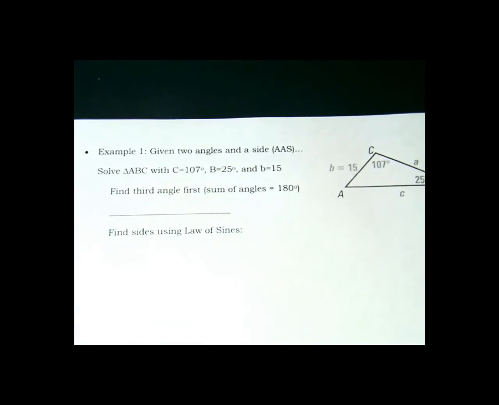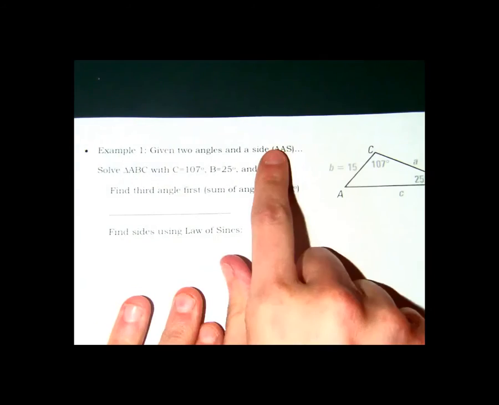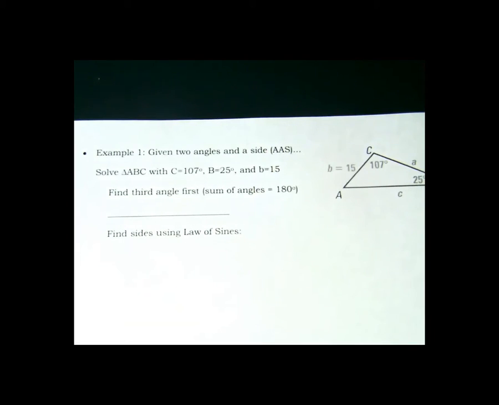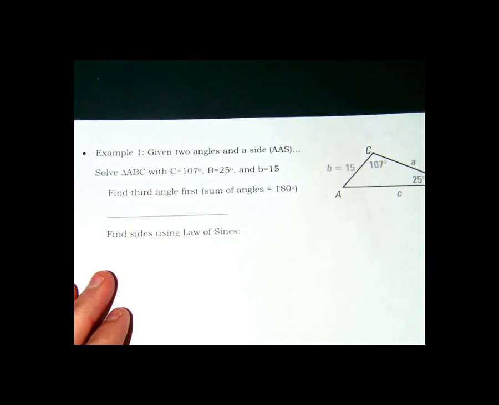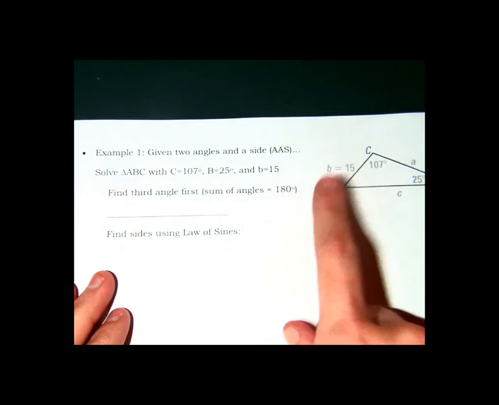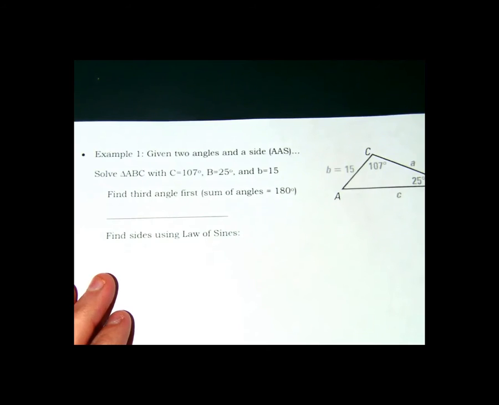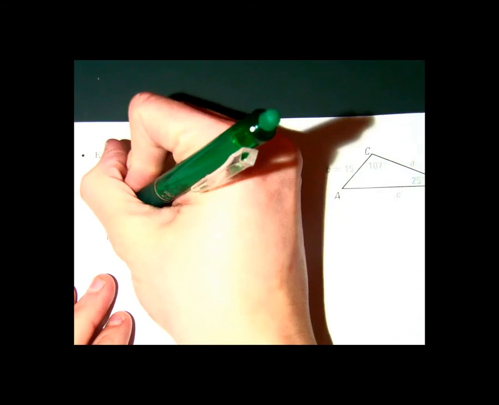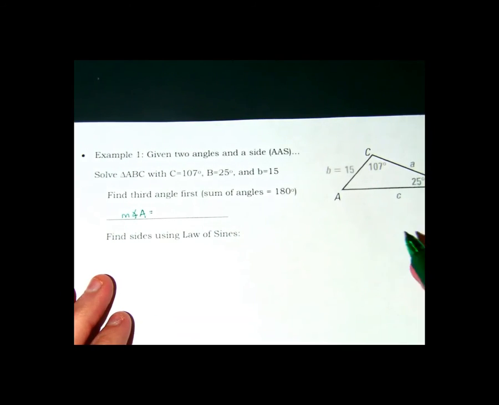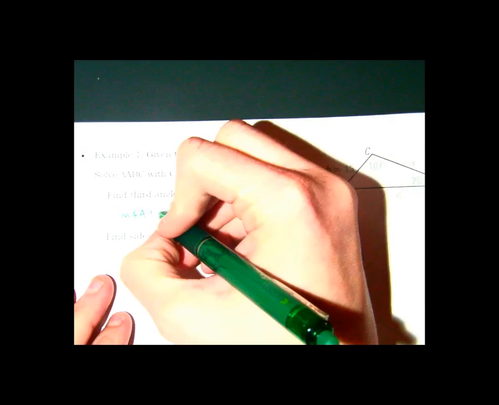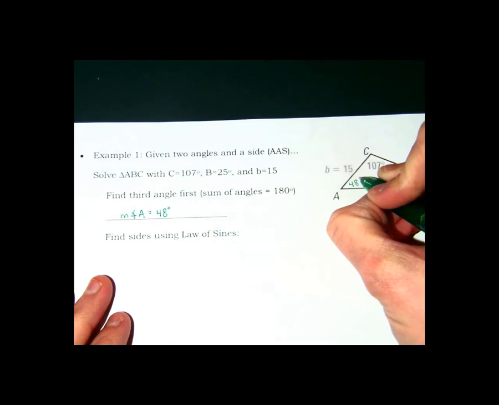Okay. Example 1. Given two angles and a side, so we have angle, angle, side, we are going to solve this triangle. When it says solve the triangle, it means we want every piece that is missing to be found. It says first, find the third angle. You know how to do that without even the law of sines. So let's find angle A. How do we find the measure of angle A? Yeah, 180 minus 107 minus 25. What is it? 48 degrees. All right, that's the first thing we're going to do. 48 degrees. Great.